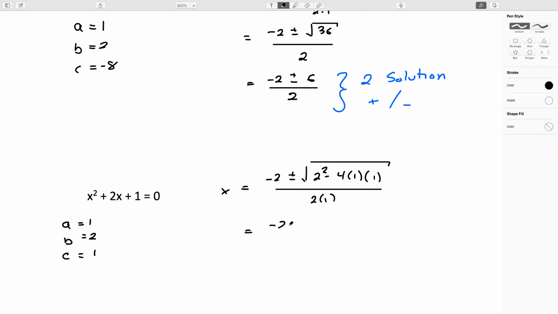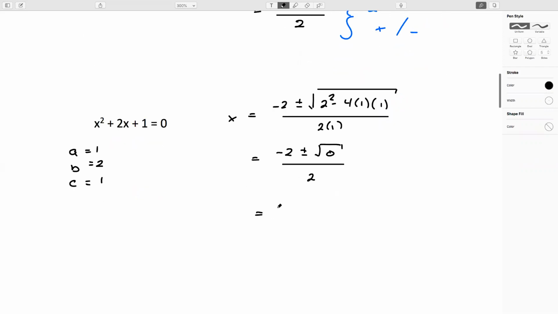This simplifies to minus 2 plus or minus the square root of 0, all over 2, which simplifies to minus 2 plus or minus 0 over 2. This only has one answer, or one solution. Minus 2 plus 0 is the same as minus 2 minus 0. So in this case, there's only one possible answer, one solution.